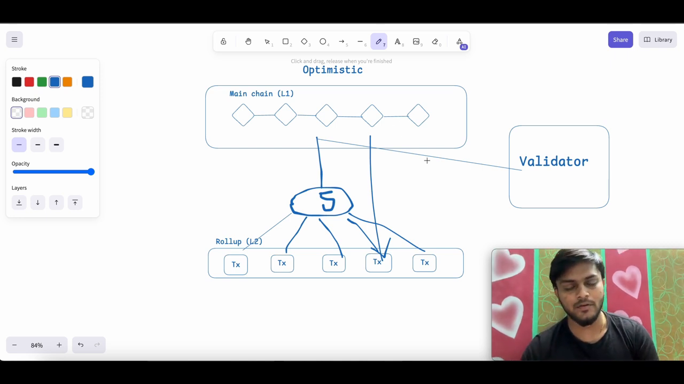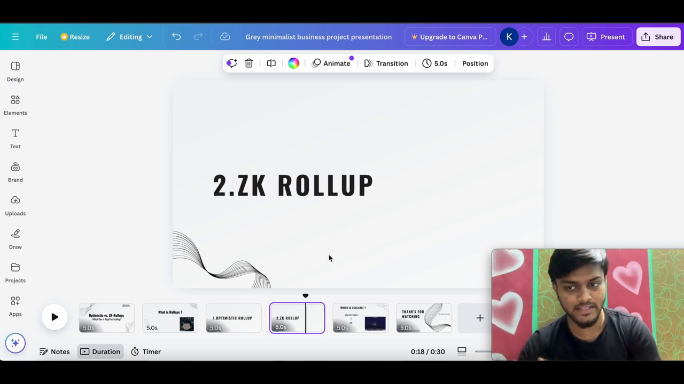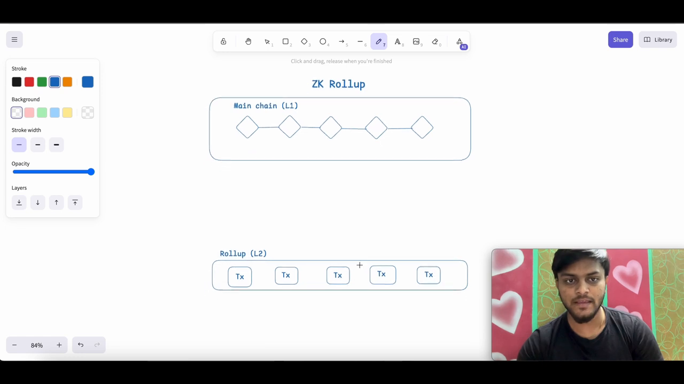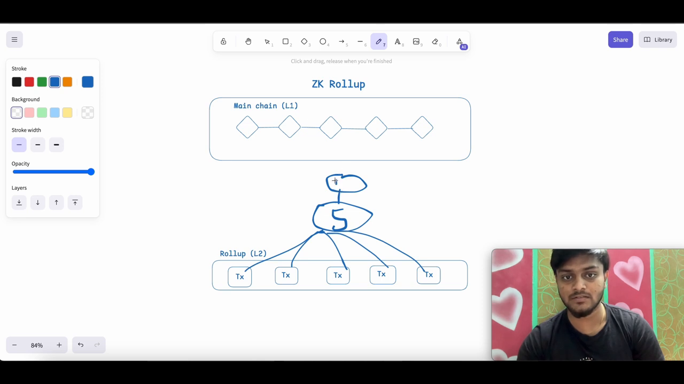That's what optimistic is. Now let us see what ZK is. Okay, ZK rollup. Yeah, let's go to ZK. The same thing, L1 and a rollup. There will be a sequencer that first bundles all those transactions. Okay, and there will be another component, which is called a prover.